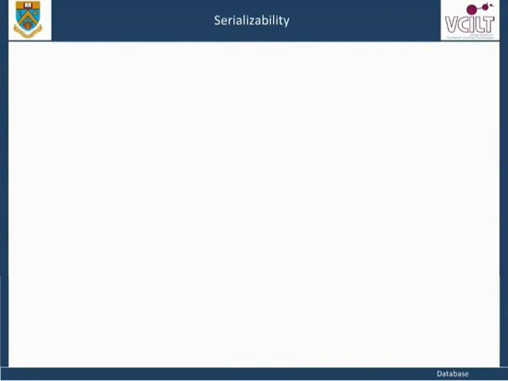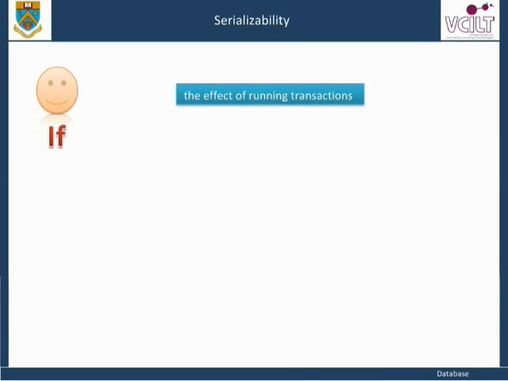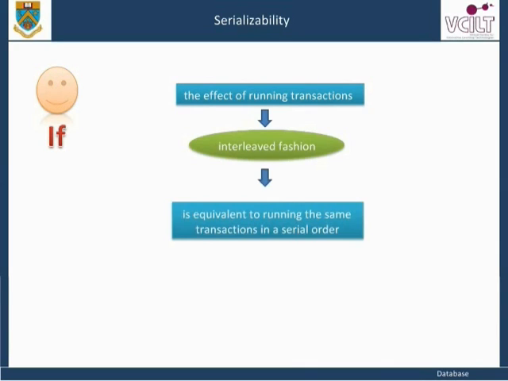Serializability. This is a criterion that most concurrency control methods enforce. Informally, if the effect of running transactions in an interleaved fashion is equivalent to running the same transactions in a serial order, they are considered serializable. We have used the word schedule without a definition before in this unit. In this section, we will first define the concept of transaction schedule, and then we characterize the types of schedules that facilitate recovery when failures occur.